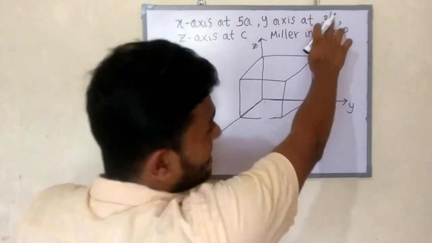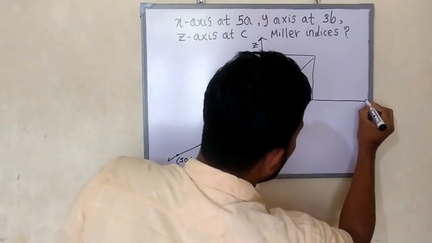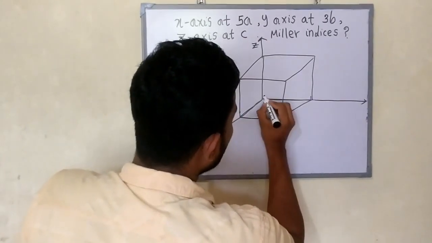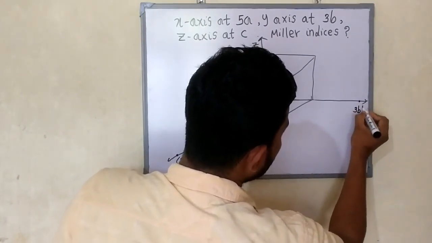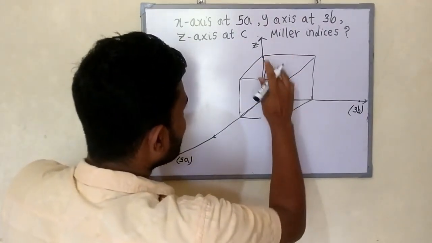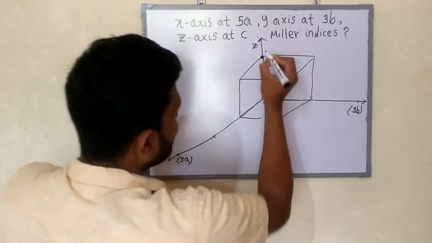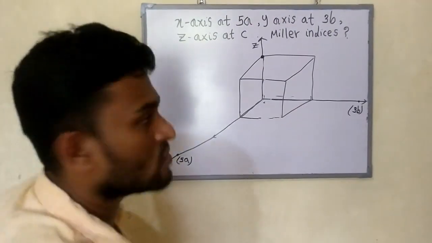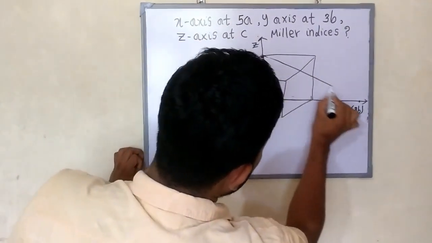Then on the y-axis at 3b. This is your y-axis and you can find where your 3b is, and this length is b. Up to here the length will be b, so 3b will be here. And the z-axis at c. This small length will be c, so it will cut at c. These dots will cover your plane. So the plane will be like this.